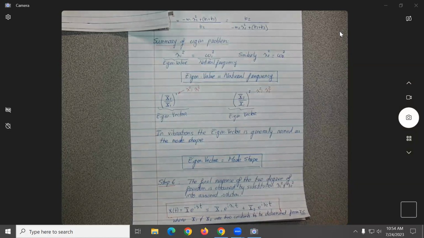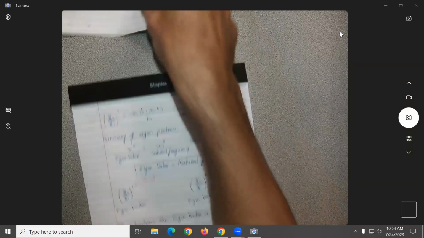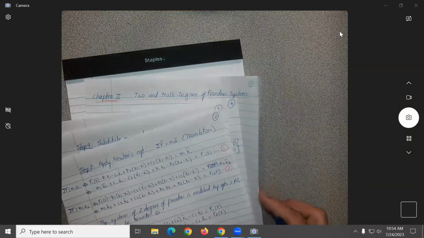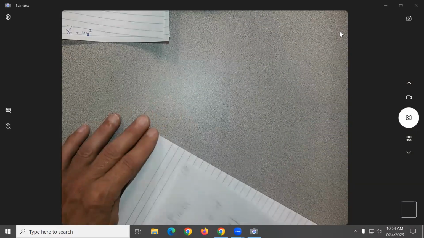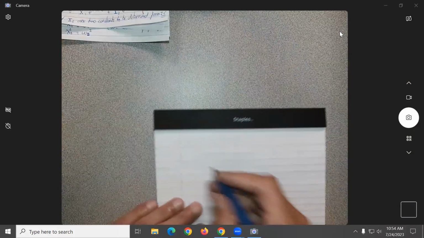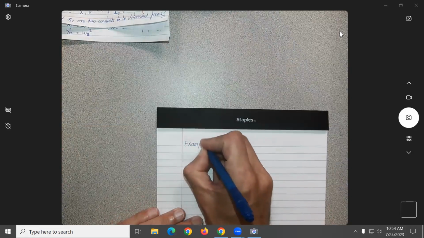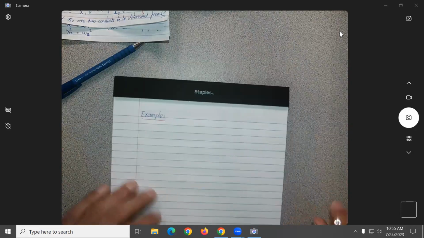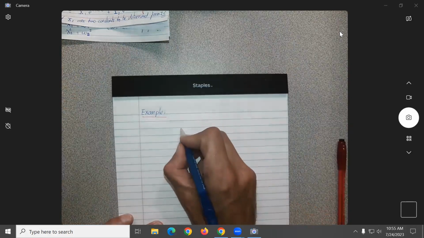Okay, so maybe open MATLAB. I'm going to do one quick example. We have time. 1, 2, 3, 4, 5. All right, so let's do here. Example. So in our example, let me do a quick figure.